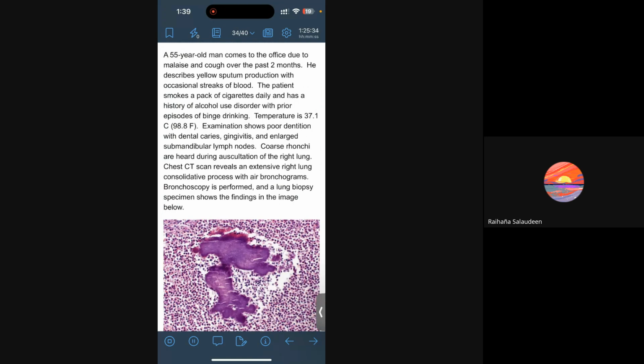A 55-year-old comes with malaise and cough, with a history of alcohol use disorder.